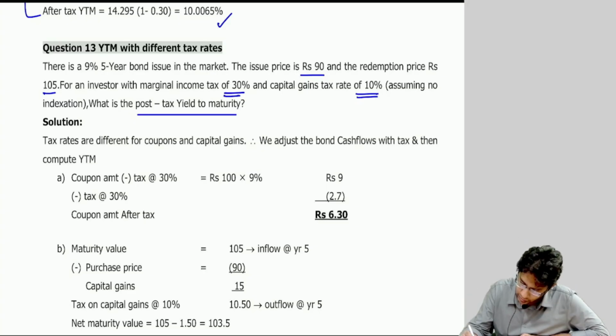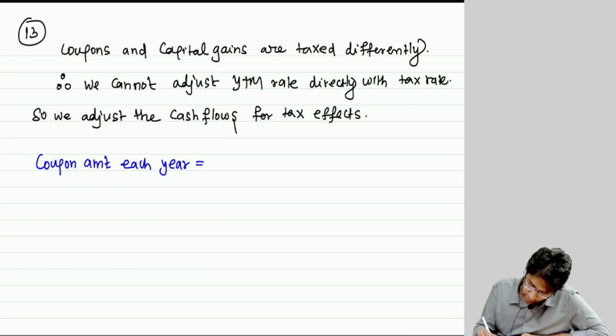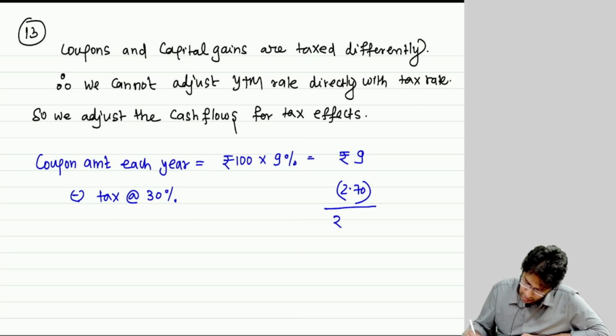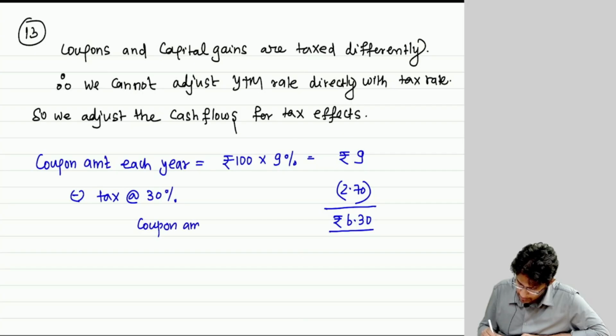Coupon amount is equal to 100 rupees into the coupon rate, 9%, which is rupees 9, minus tax at the rate of 30%. That is rupees 6.30, the coupon amount net of tax.